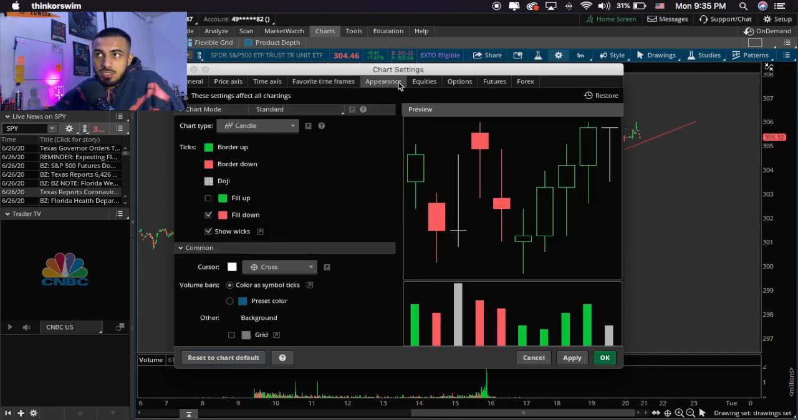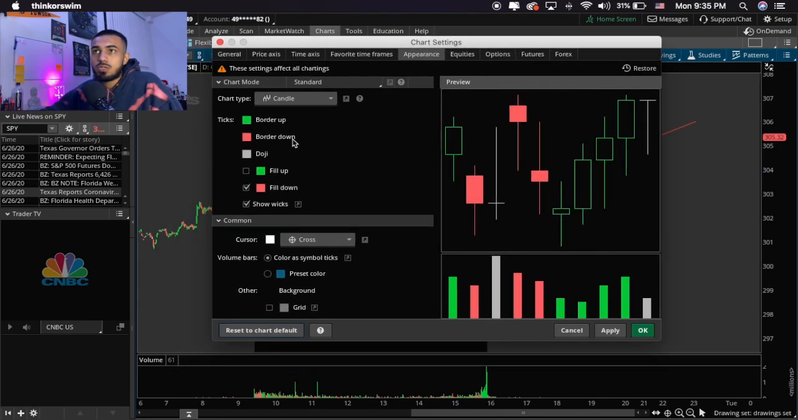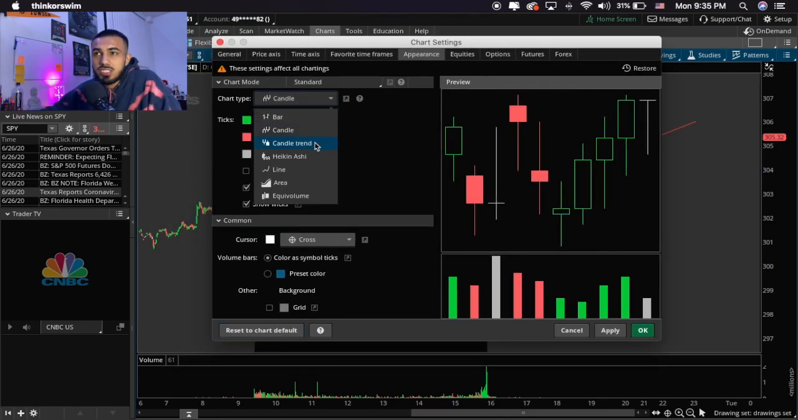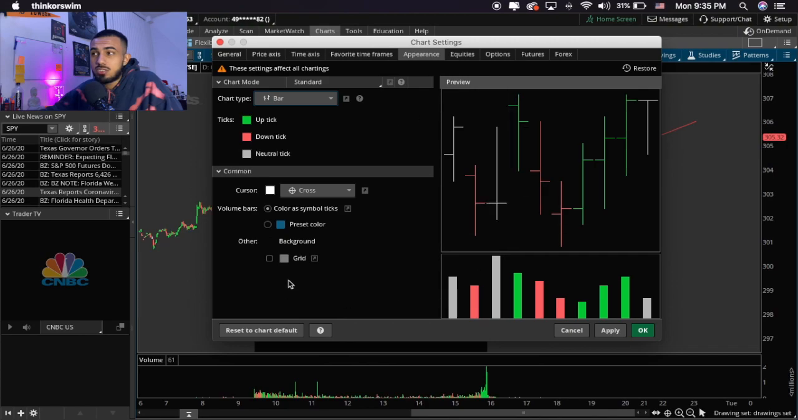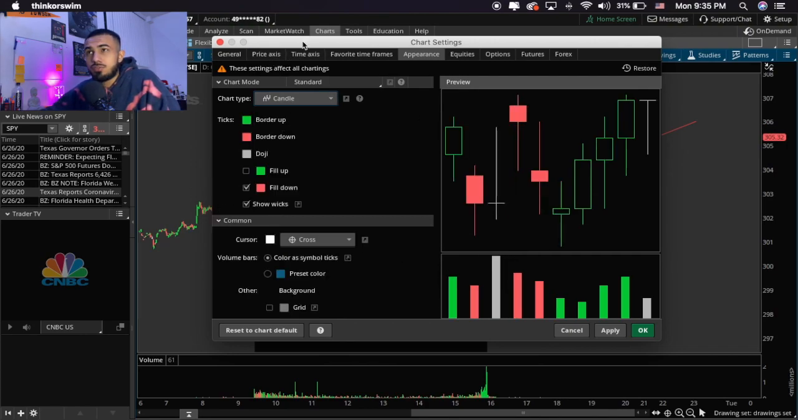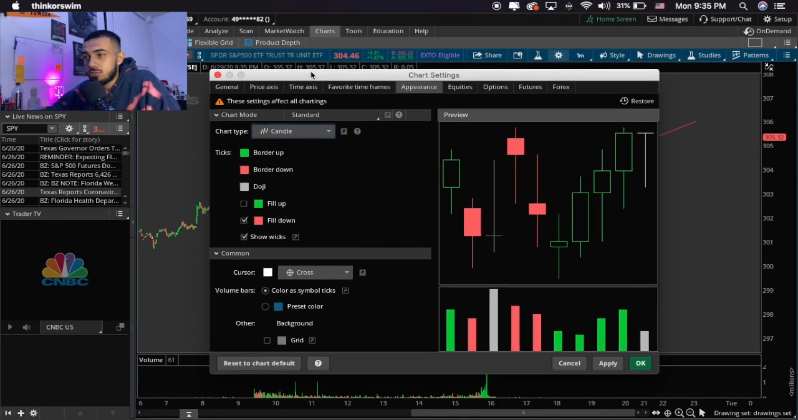Go to appearance next. And this is important. Like I said before, you can change your chart type. I know some people that use bar charts that are really good with trading, but I really do prefer candlesticks. And if you're a beginner, you need to understand how candlesticks work.